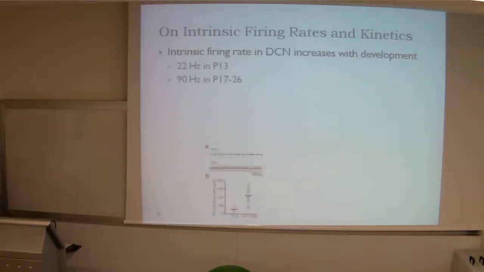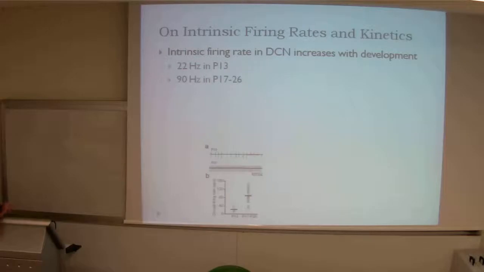So first about the intrinsic firing rates, they did this short experiment where they look at intrinsic firing rates in mice, this is in vivo, and they look at mature mice, or P17 to 26, 17 to 26 days after birth, and compared to more weanling mice, which are only 13 days, and they just measure the spontaneous firing rate in the DCN cells. And they show that it's 90 in mature animals and only 22 in immature animals or adolescent animals.